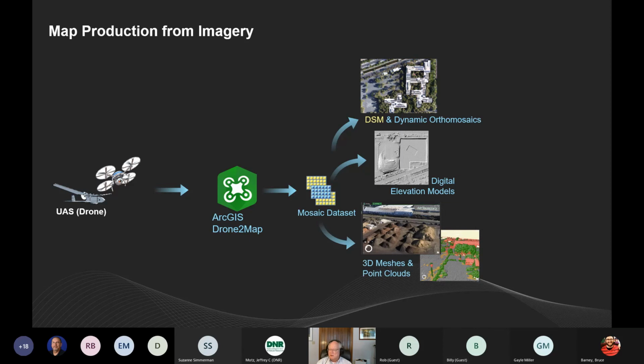You're going to then process the data on local infrastructure, and then either that output could be done in Drone to Map, or it could be done in Pro once you get back to the office, and you can create basically the same products.